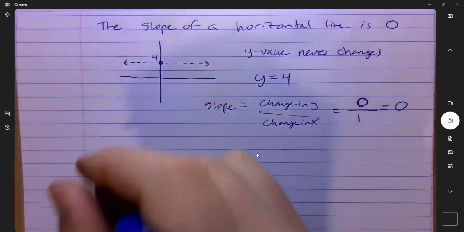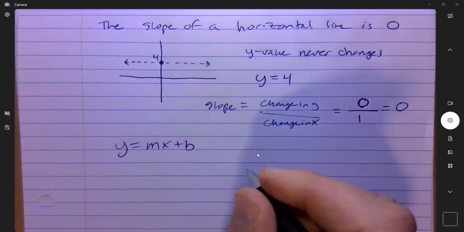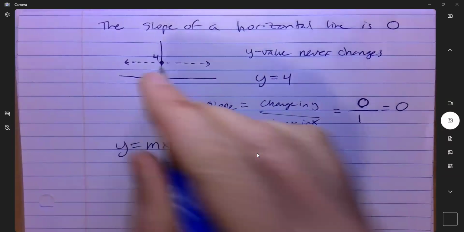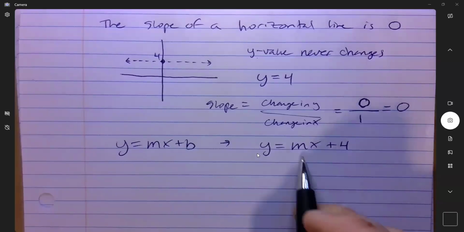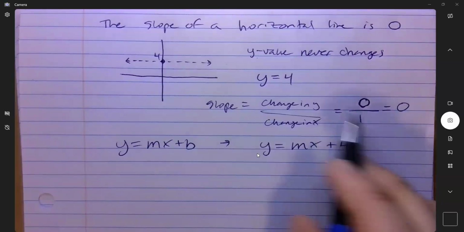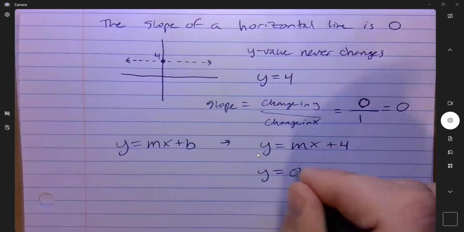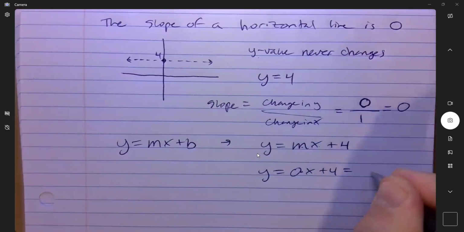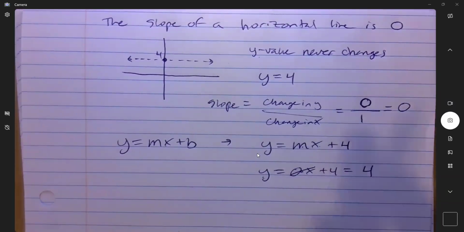The other way to see that is to write it as y equals mx plus b, but we know that b is 4. And we know the slope is 0, or if the slope is 0, it goes away, and that's why I get y equals 4.